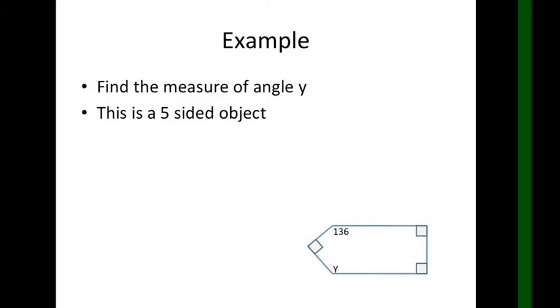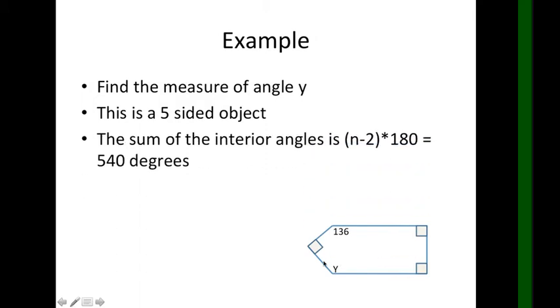Example: find the measure of angle y. So here we have y. First, determine how many sides we have. We have a five-sided object, and these angles are 90, 90, 90, and 136. So what is the value of y now?